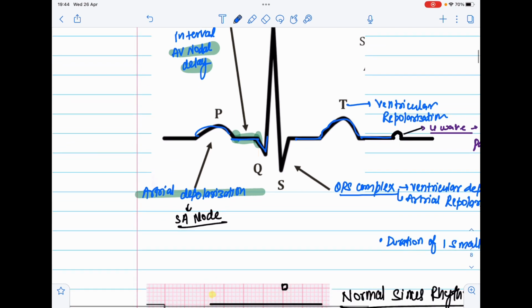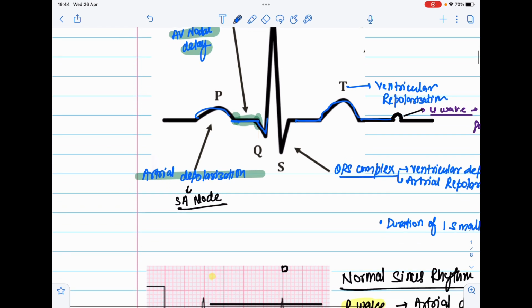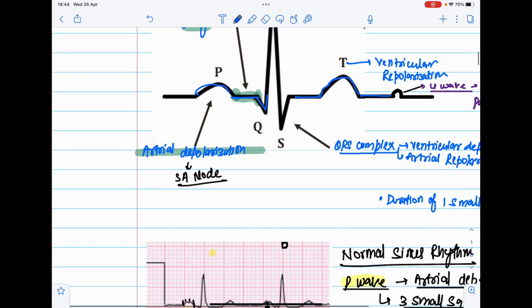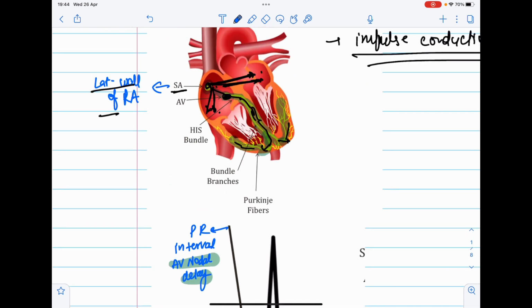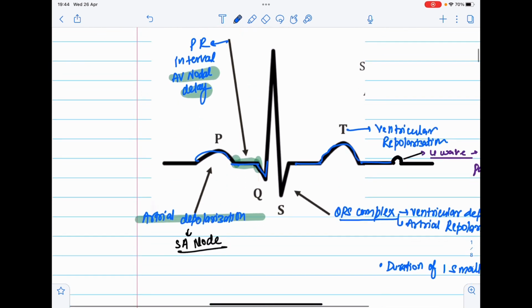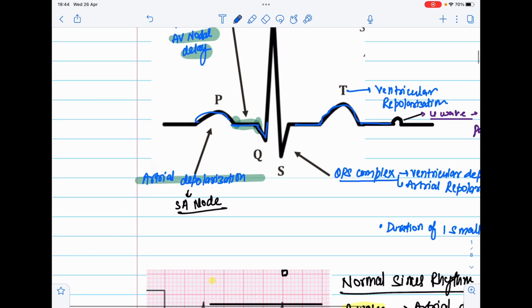For that we must know what the P wave represents. The P wave represents atrial depolarization, and we started from here only. When the SA node depolarizes it will generate the P wave. So wherever you see the P wave in ECG, it means that it is sinus. So this is the SA node and atrial depolarization. The P wave will represent atrial depolarization.